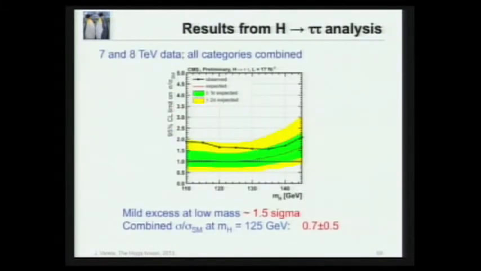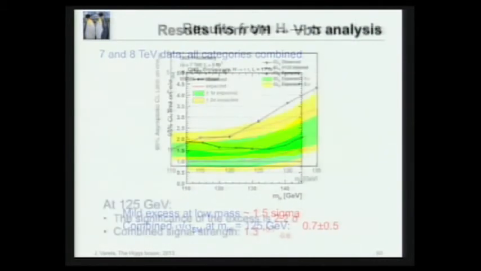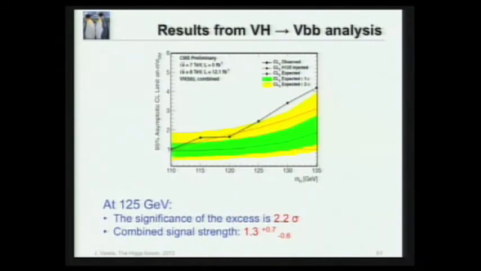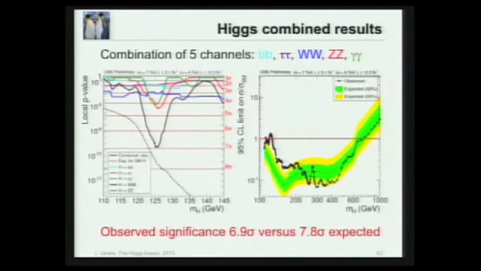In the tau tau mode, the X decaying to tau tau again, this is the expectation, and at 135 the measurement is above. And the same thing for the BB, two bottom quarks, the X decaying to two bottom quarks associated to a W or a Z. Again, the same thing. This is the expectation, this is the observation. So now we can combine everything, all the information that we have, and run a big package to fit the data.